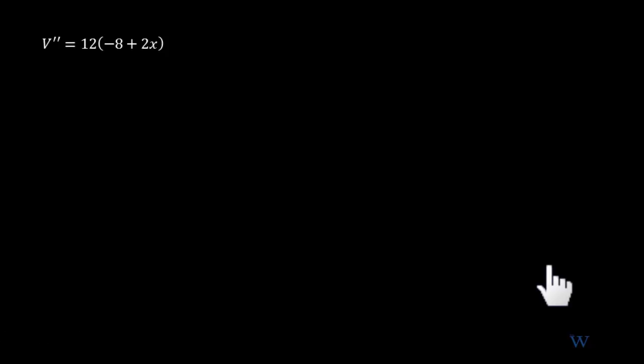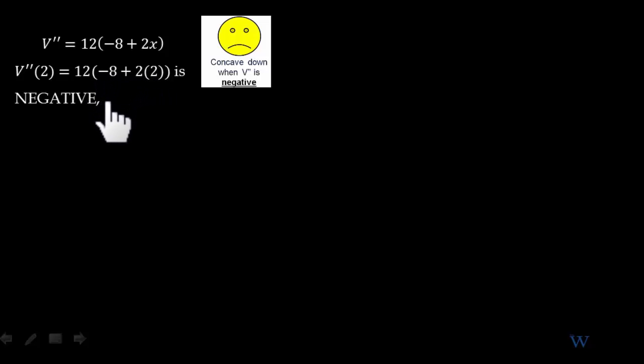Alright, so let's plug in v double prime of 2, and that's obviously negative because that's minus 8 plus 4. It's going to be negative 4, so it is negative. So that means x equal to 2 maximizes the volume.